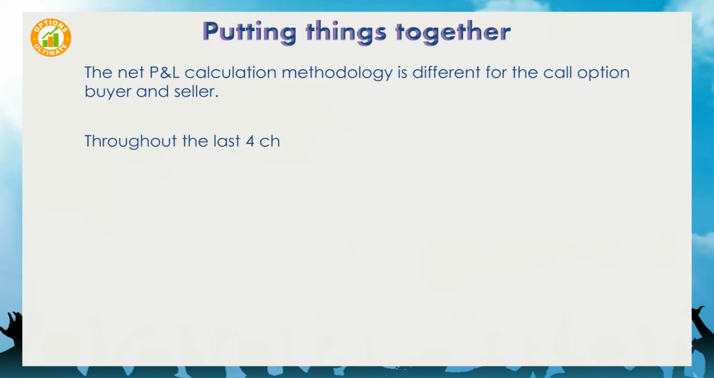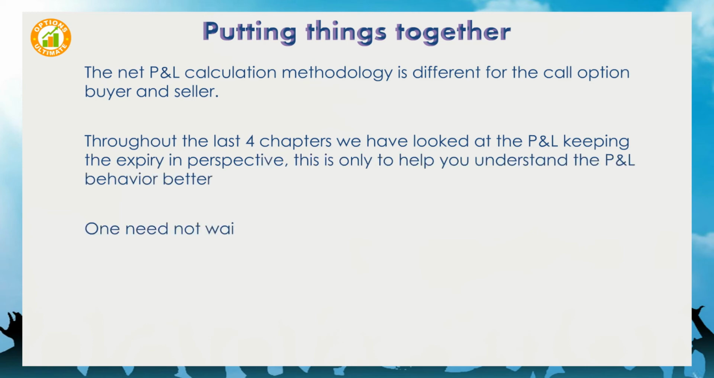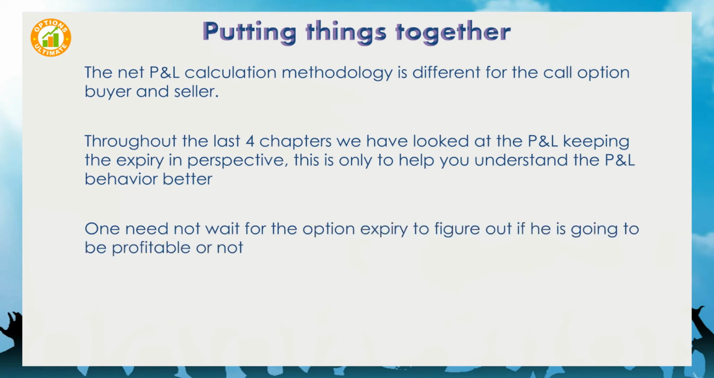Throughout the last 4 parts we have looked at the P&L keeping the expiry in perspective. This is only to help you understand the P&L behavior better. One need not wait for the option expiry to figure out if he is going to be profitable or not. Most of the option trading is based on the change in premiums.